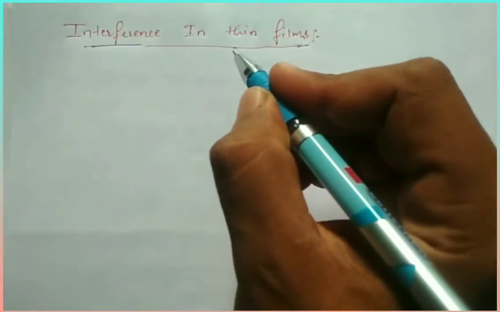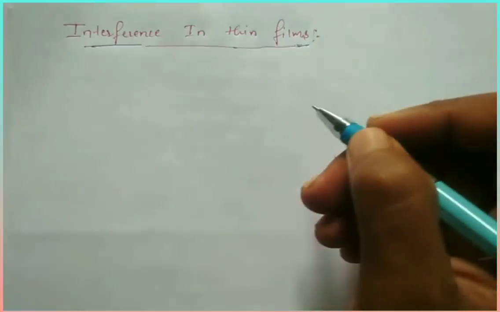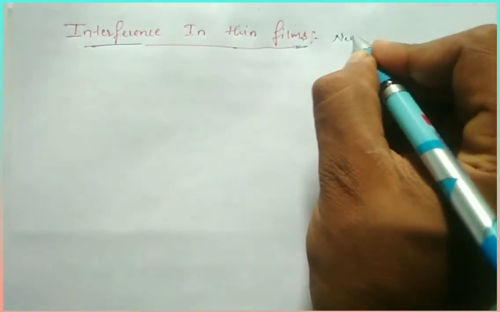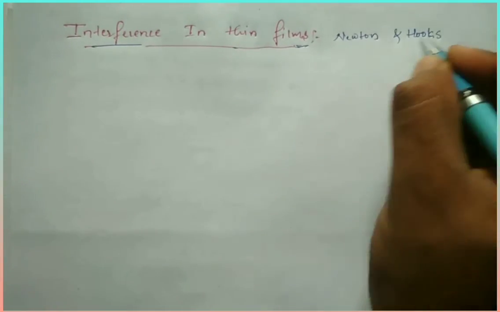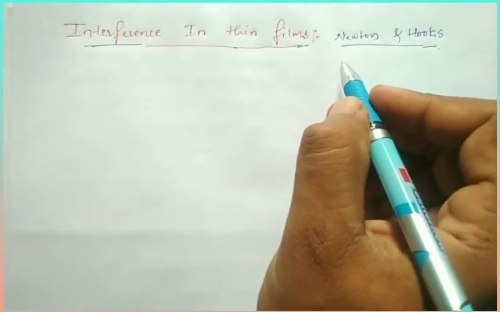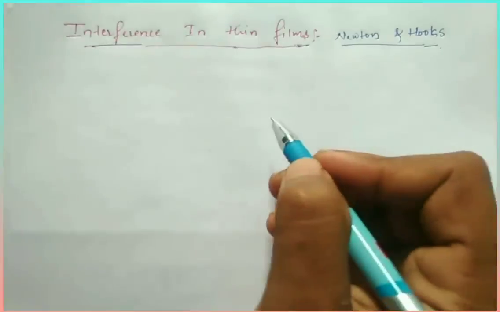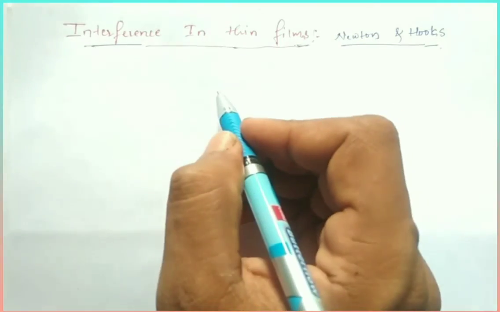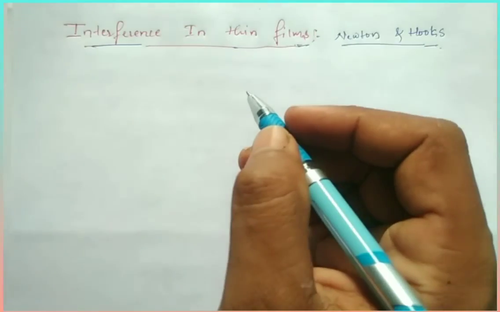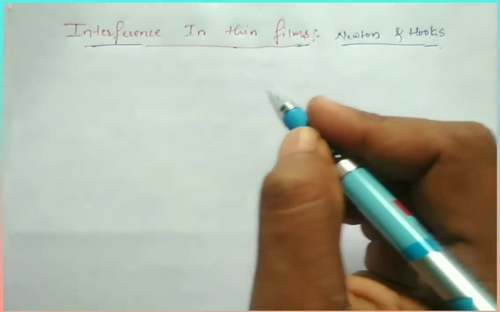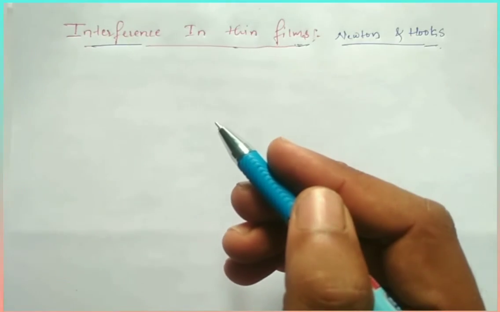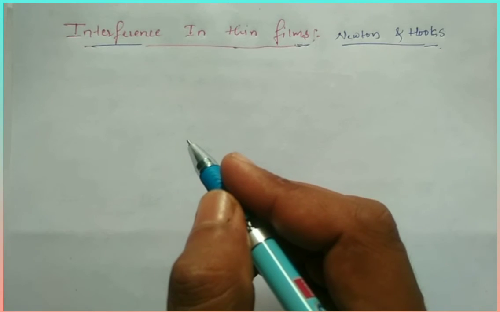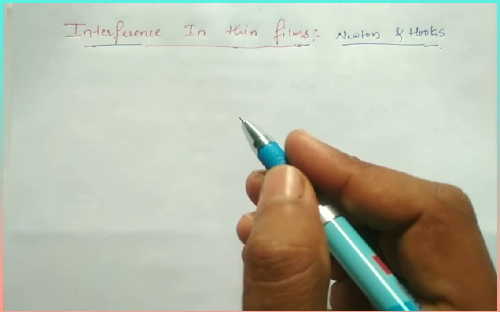This interference phenomenon in thin films was observed by two scientists. The first one is Newton and the second one is Hooke. These two scientists observed the interference phenomenon in thin films due to the multifold reflection of light on the surface of the thin film. Due to the multifold reflection, the interference phenomenon is formed.